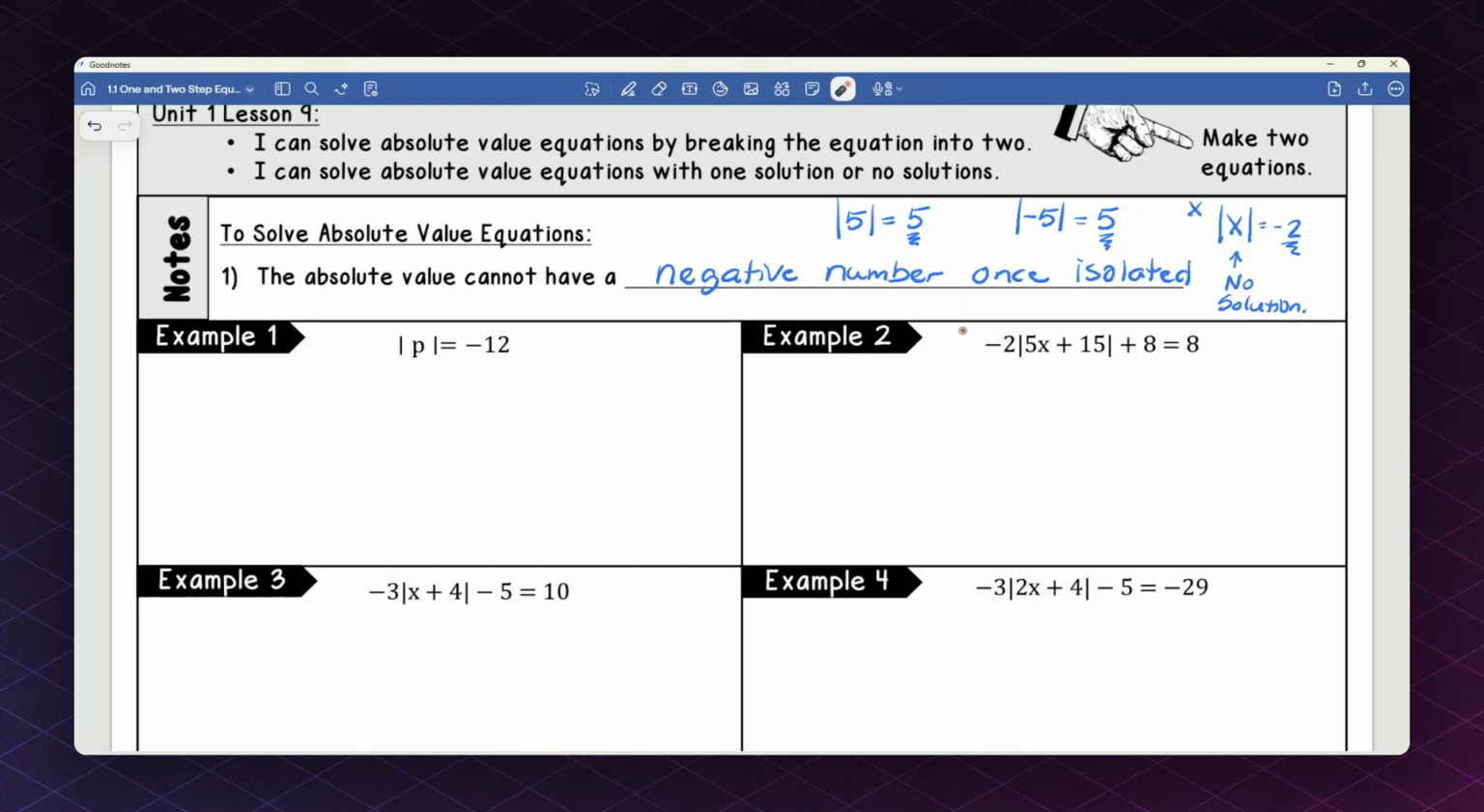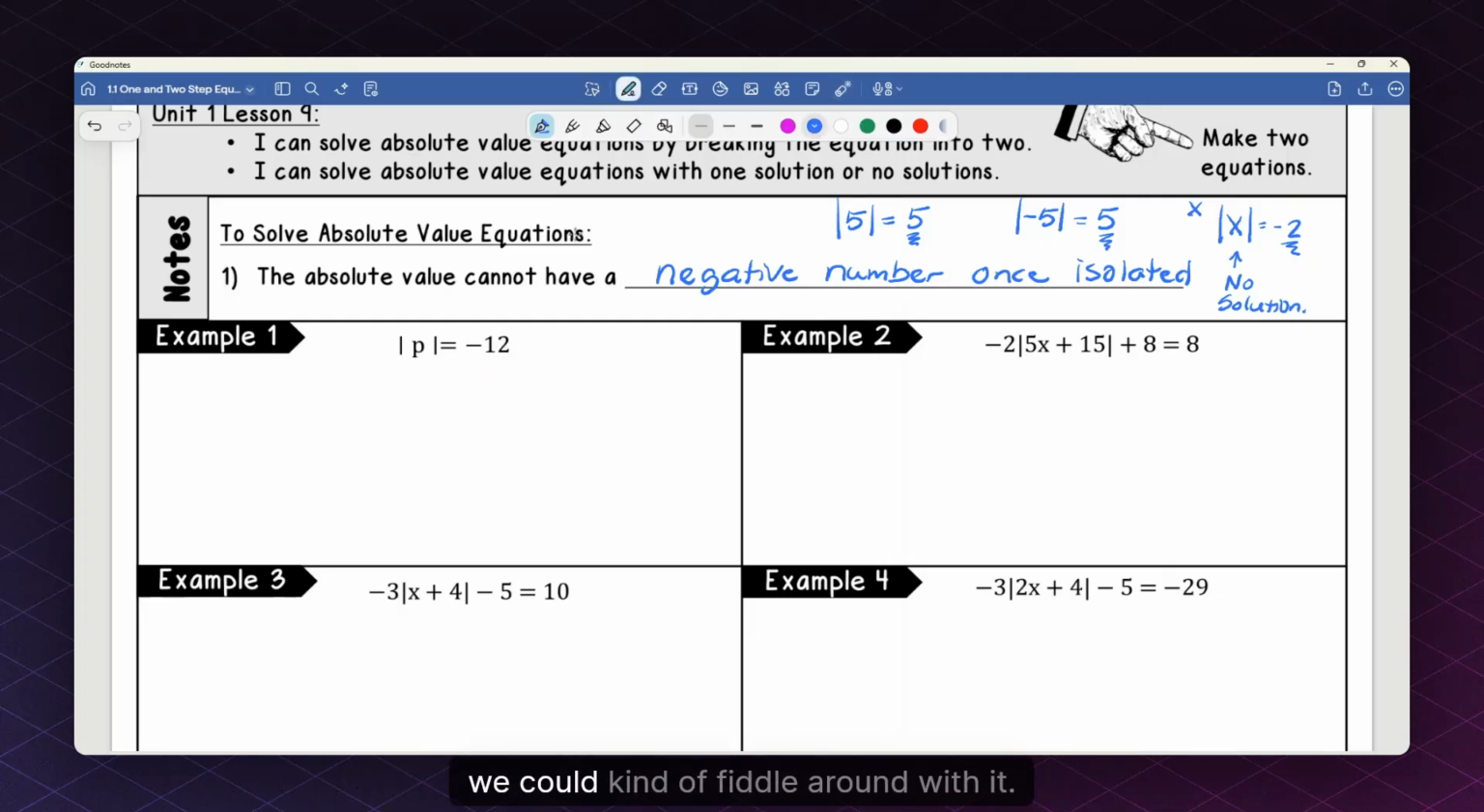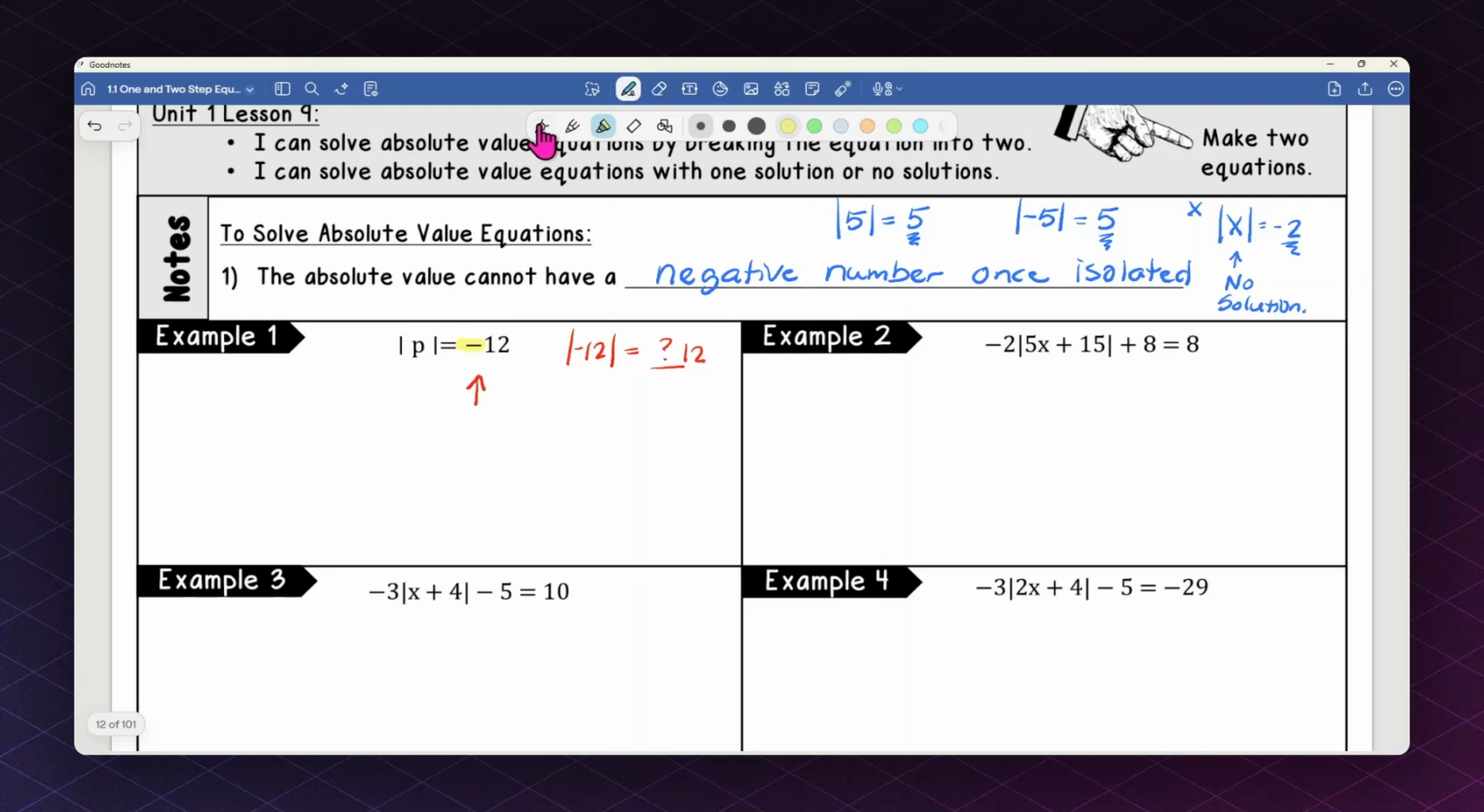All right, so I gave you this where I said the absolute value of x is negative 2. Well, let's look at this. We can have the absolute value of p is negative 12. We could fiddle around with it. What if we had a negative 12 in there? Would that give us a positive 12? No. The absolute value of negative 12 is going to be positive 12. So there's no way for this to occur. Because it has a negative here, this is going to be no solution.